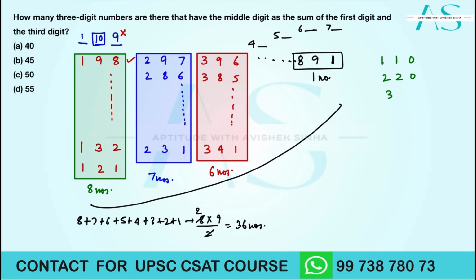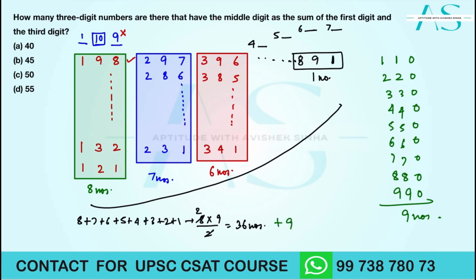With 3, I can repeat the same process. 4 0 4, 5 0 5, 6 0 6, 7 0 7, 8 0 8, 9 0 9. So in total 9 more numbers are there. So 36 numbers plus 9 numbers, we get 45 such numbers.